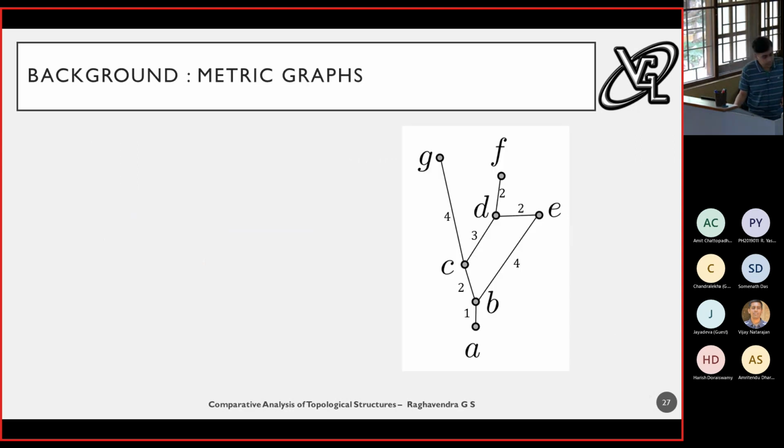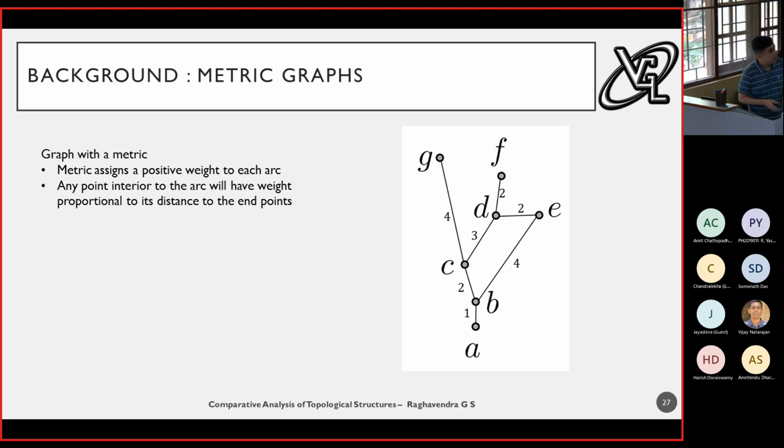So we deal with extremum graphs. It can be thought of as a metric graph, so let's see some background on metric graphs. A graph with a metric is one where on the edges we can define a positive weight. And if we want to know what is happening in the interior, for any point we can have a weight which is proportional to the distance of that point to the endpoints.